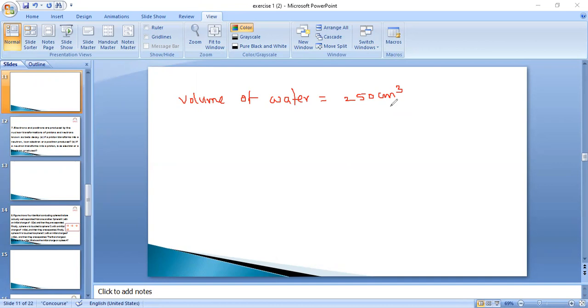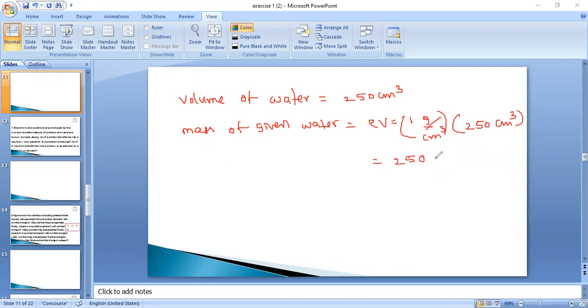total charge there. So first of all, we better convert into mass of the water, mass of given water. And what is the mass? Mass is nothing but density into volume. Density of water, all of us know that 1 gram per centimeter cube is the density of water. Into here the volume given is 250 centimeter cube. And finally, centimeter cube and centimeter cube will get cancelled. Only you will have 250 grams. That is the mass of given water.